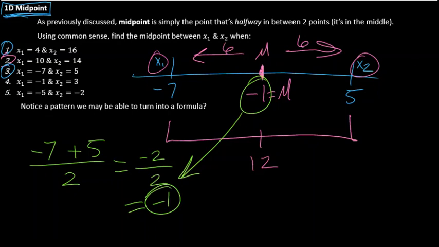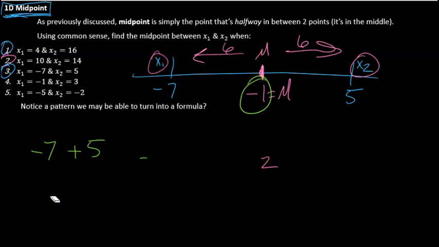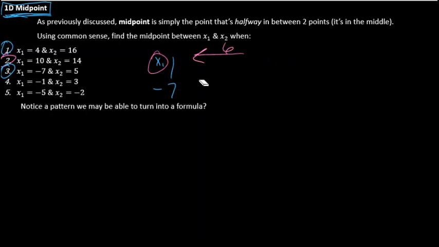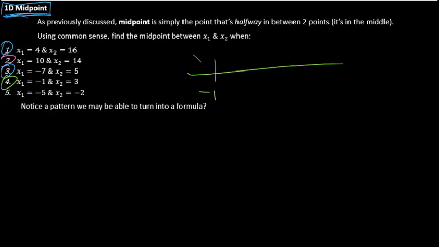Let's try it on number 4 and 5 and see if we get the answers that we should, because common sense doesn't always serve us as well as pure logic. Let's go ahead and try this out and see if it works. I've got negative 1 as my x1, and positive 3 as my x2. What is my midpoint now?